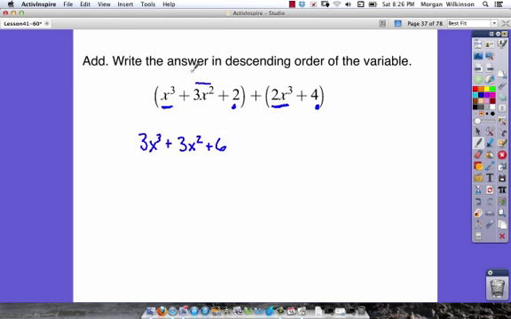Now it says write the answer in descending order of the variable. Well, that means we want the biggest variable first, and then the second biggest second, and so on until we get the smallest. So 3, 2, there is no 1 in this one because there was nothing, and 0. So we've got our answer. We can go ahead and box it and move on to our next question.